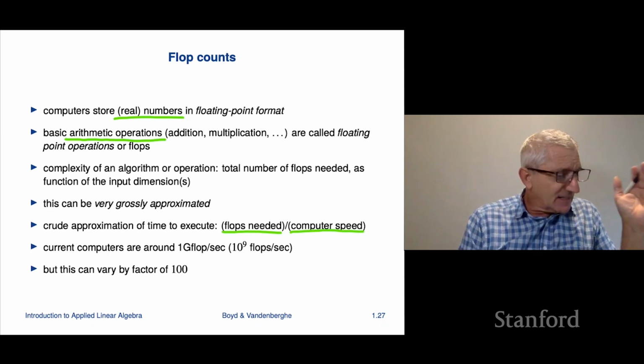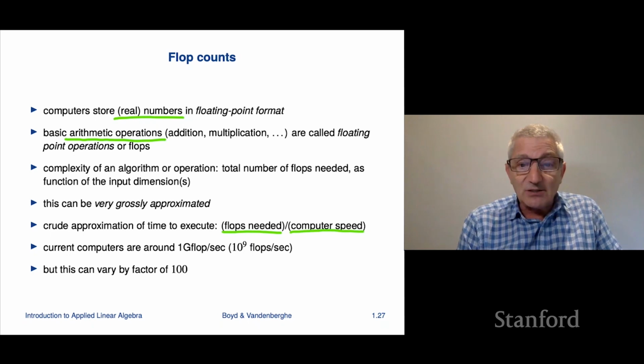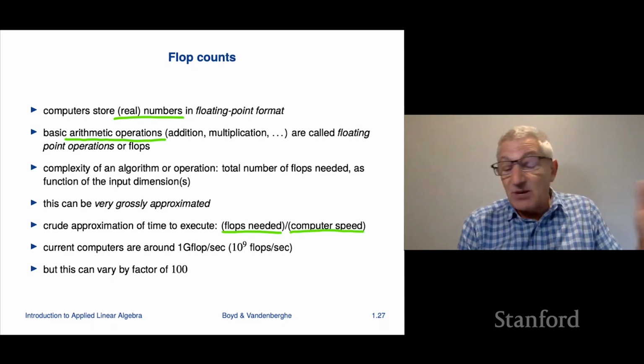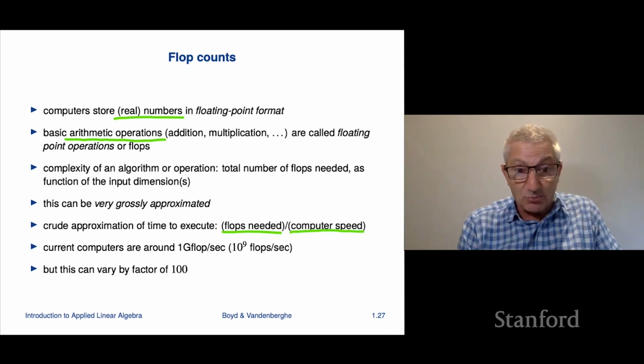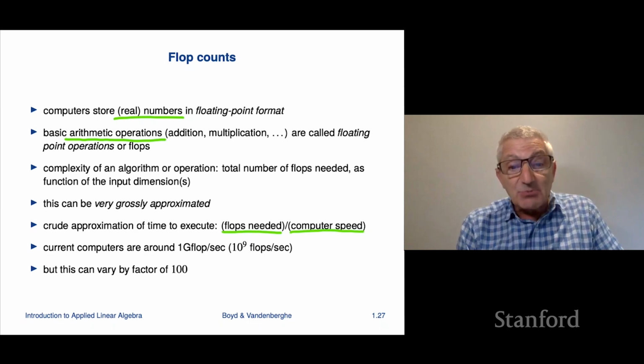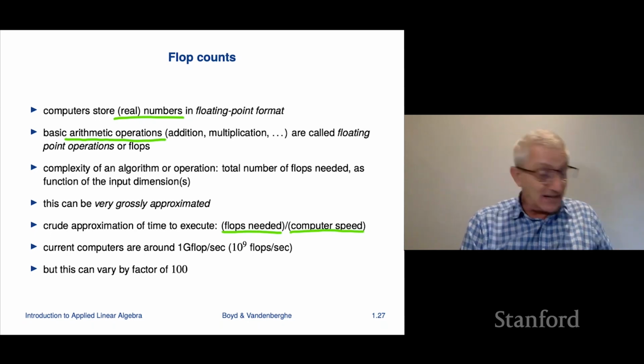Now, this is a very crude approximation. We certainly don't expect this to be even accurate within plus or minus 20%. In fact, it could even be off by a big factor, like a factor of 10 or more. But it does distinguish between seconds and hours. That it can actually do.